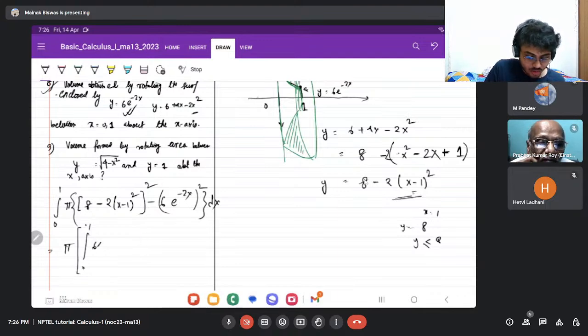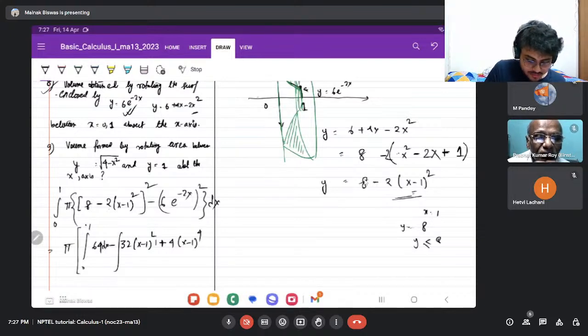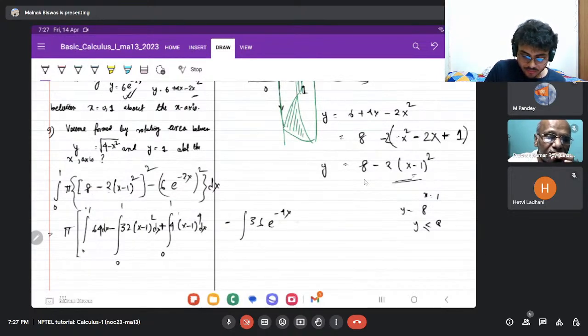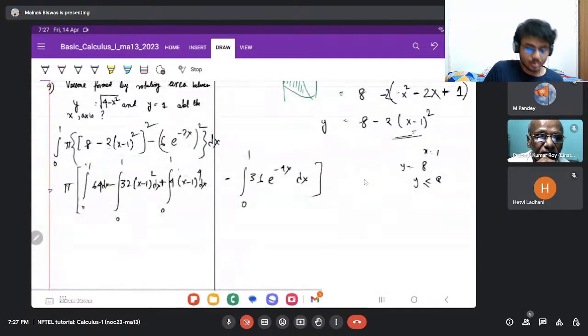So it is 64 minus 4, 16 times 32 x minus 1 square, then 4 x minus 1 to the power 4. So just put the integrals straight away, right? Minus 36 e to the power minus 4x dx, right? Do some fast integration.